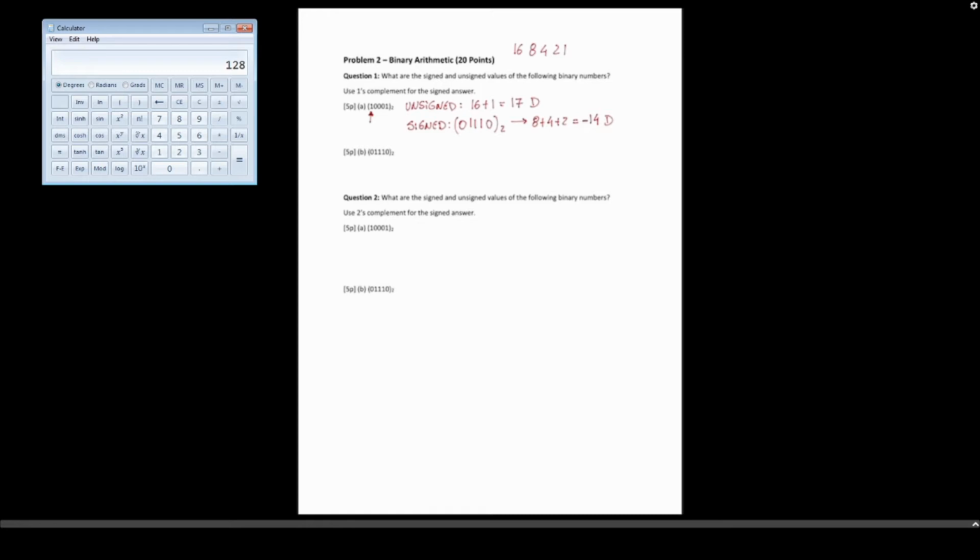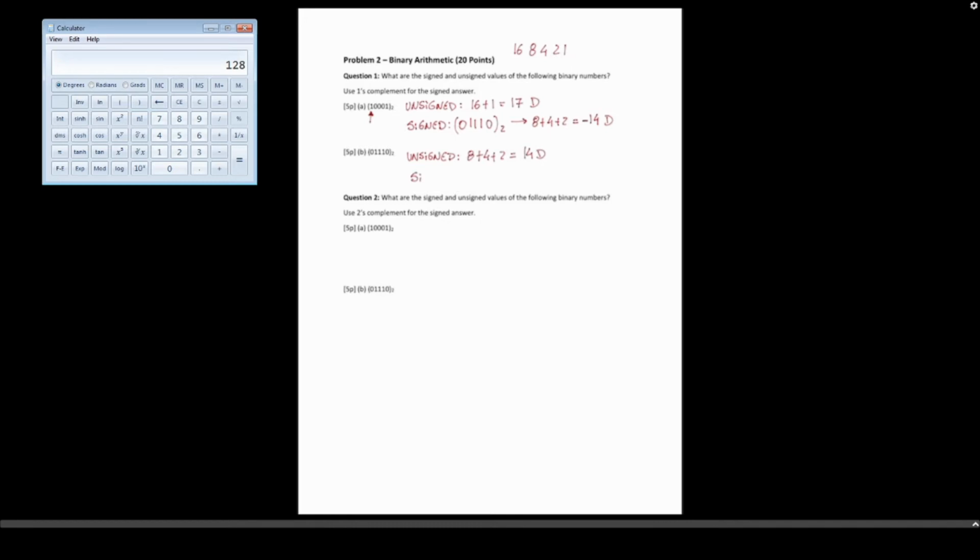If we go for B, we apply exactly the same thing. We need to count all the numbers here. A common mistake is to ignore this 0 and then assume that this is a negative number. That's wrong. This number is positive because the most significant bit is a 0. So let's go first with unsigned. For unsigned, it does not matter. What I have is actually the same thing as above: 8 plus 4 plus 2, which equals 14, positive 14.